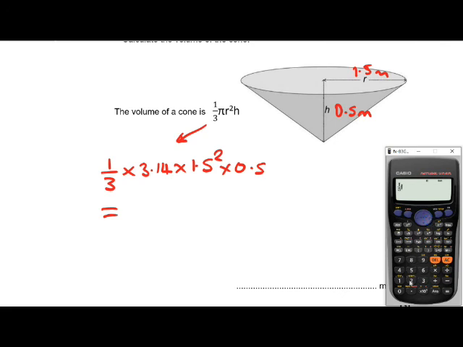Move the rocker to the right and then multiply it by our value for pi, which is 3.14. Then multiply it by the radius 1.5, but don't forget to square it. Then multiply that by 0.5. Press equals, because the calculator's going to do all the hard work, and press the SD button to turn our improper fraction into a decimal.